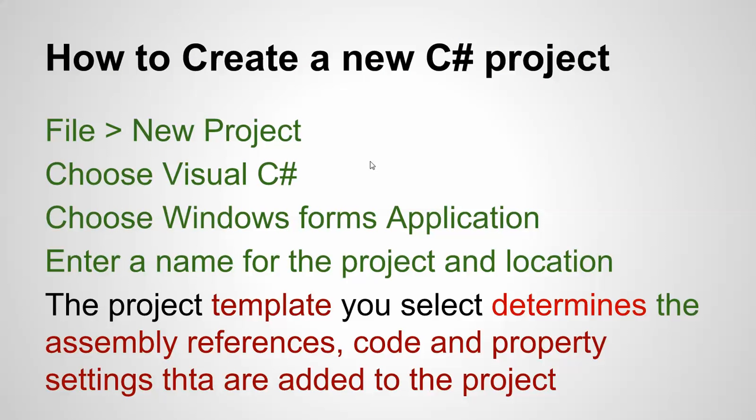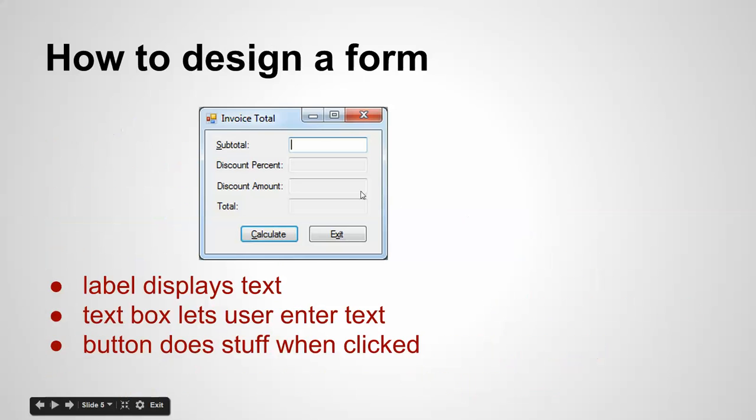Okay, so you already got this. Okay, write this down. So the label displays text. So this is just displays text. That's a label. The user doesn't use it. Okay, the user's never going to mess with this. This is just to look at. The text box lets the user enter text. So here's your text box. Okay, and then the button does stuff when clicked. So these buttons, those are going to do stuff. So write that down. Those are notes.